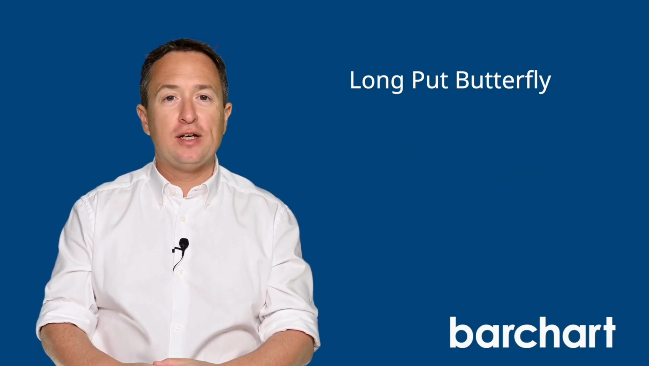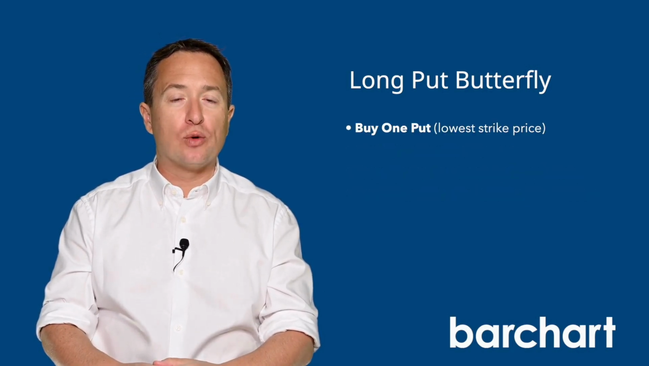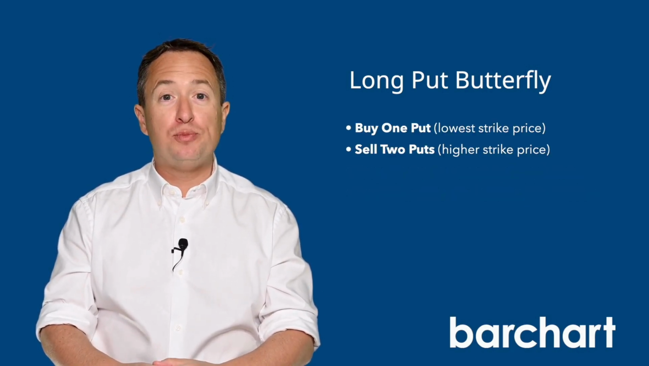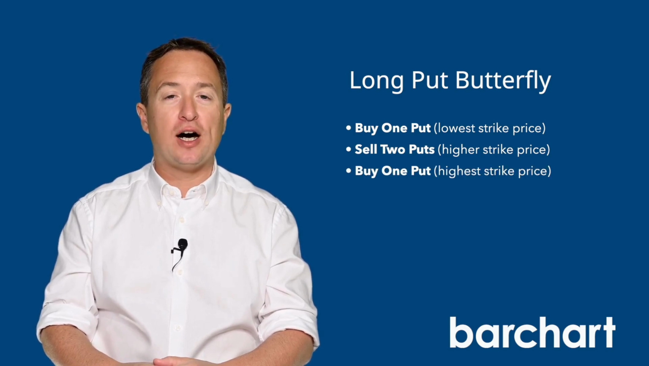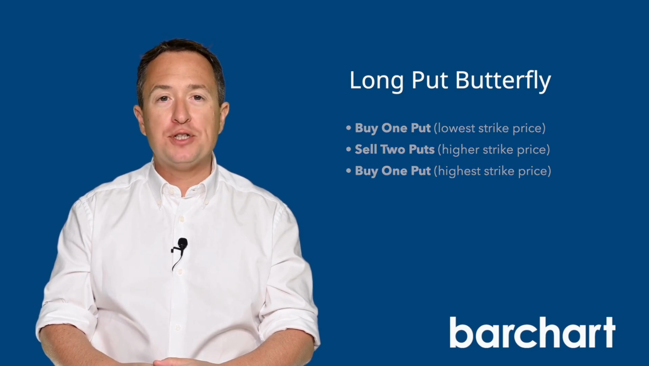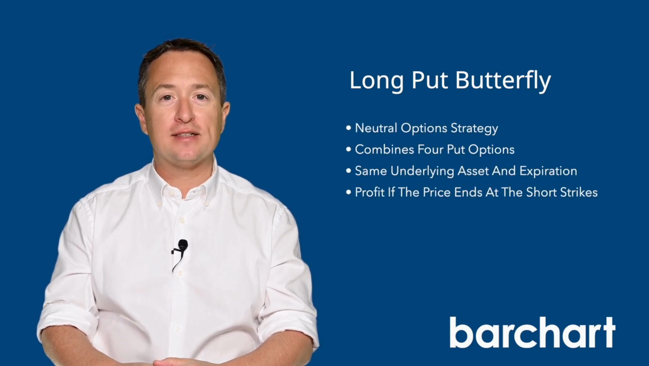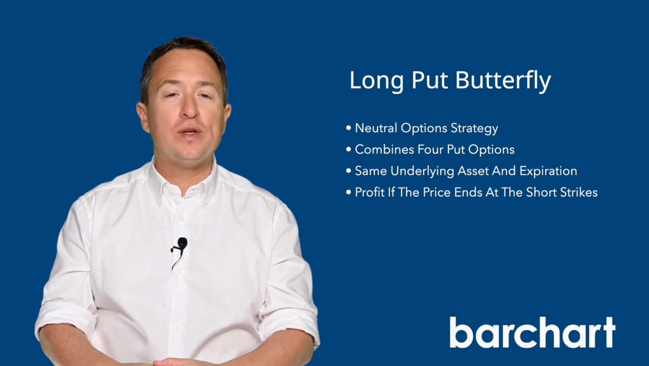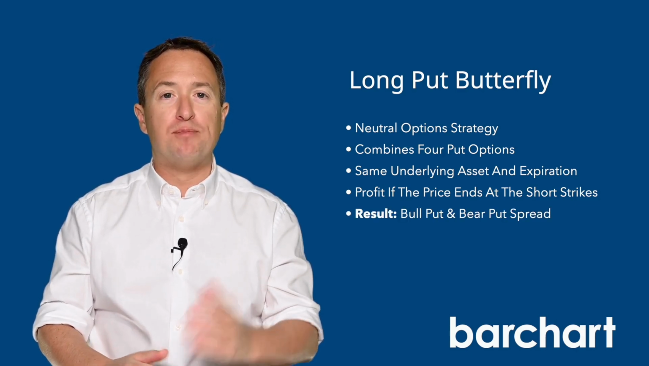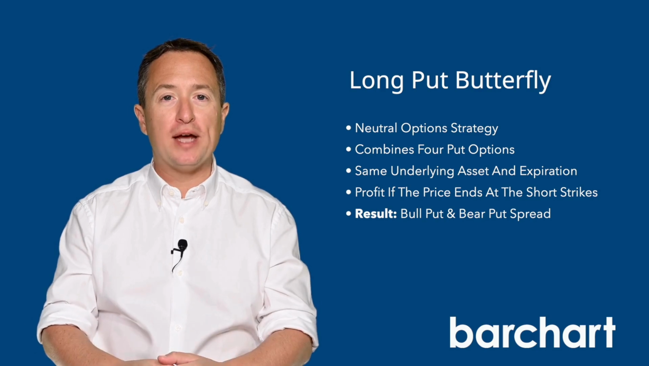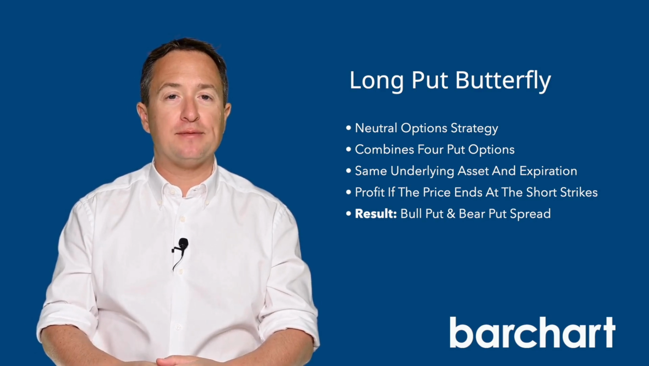To set up the trade, you'll buy 1 put at a lower strike, sell 2 puts at a middle strike, and buy 1 put at the highest strike. All options will have the same underlying asset and expiration date, with the strike prices equally spaced. The result is a bull put and a bear put spread that results in a net debit.